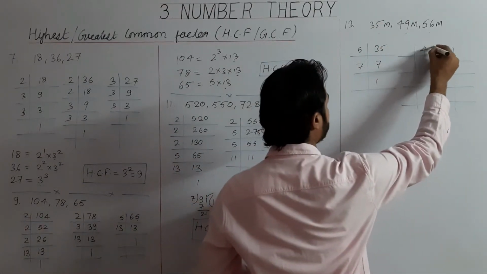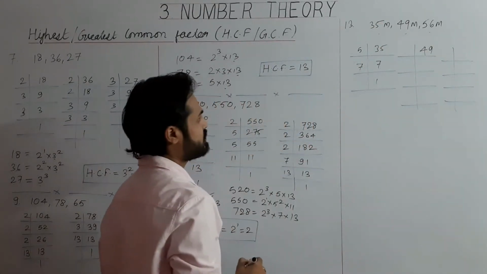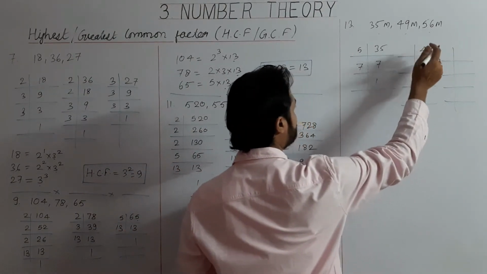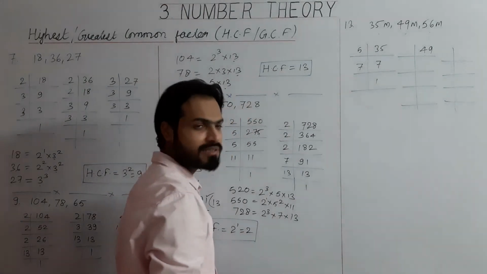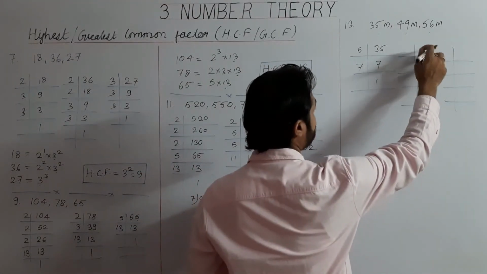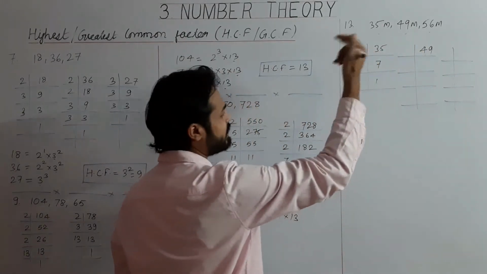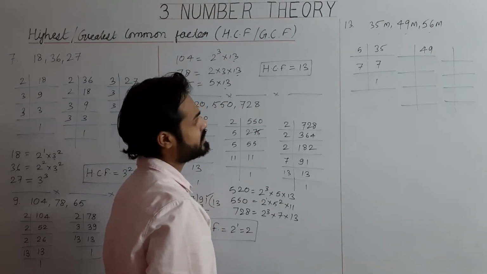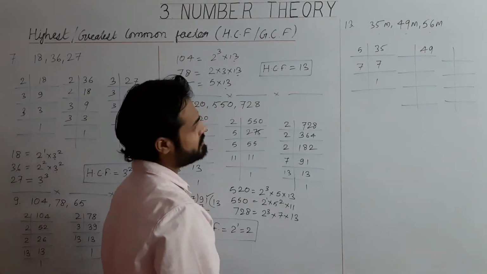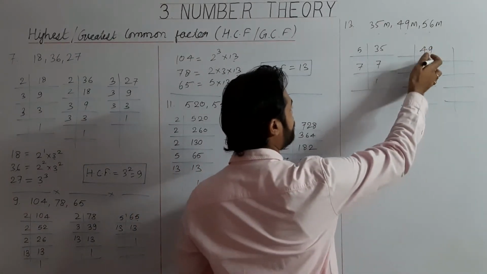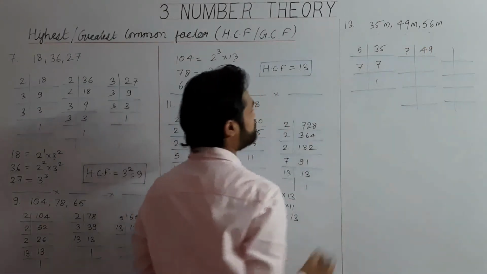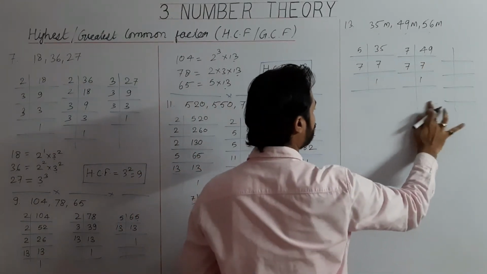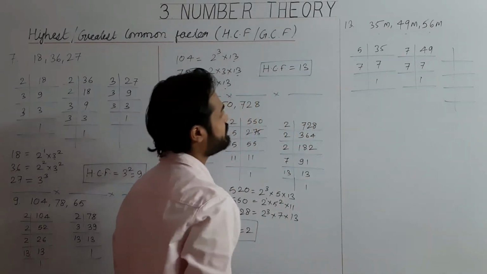Next, 49 is an odd number, so we start from 3. Divisibility check for 3: 4 plus 9 is 13, and 13 is not a multiple of 3, so this number is not divisible by 3. Next factor is 5. For 5, the last digit must be 0 or 5. Here the last digit is 9, so it is not divisible by 5. Next prime number is 7. Yes, 49 is divisible by 7. We get 7 and then 1. So the factors are 7 and 7.